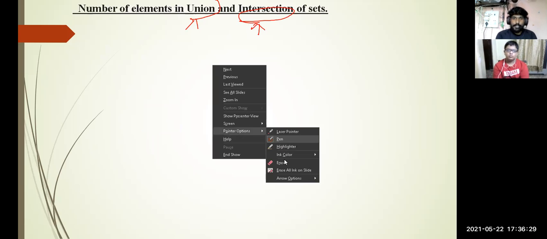Now, what we saw was just the number of elements in one set. The new concept that you will study today is the number of elements in the union and the number of elements in the intersection. Okay, so in the union and in the intersection, how will you find out the number of elements in that set? Now for that, we have a different formula.